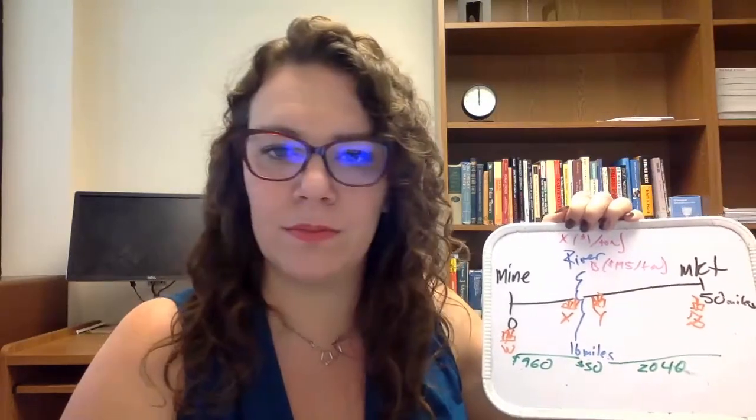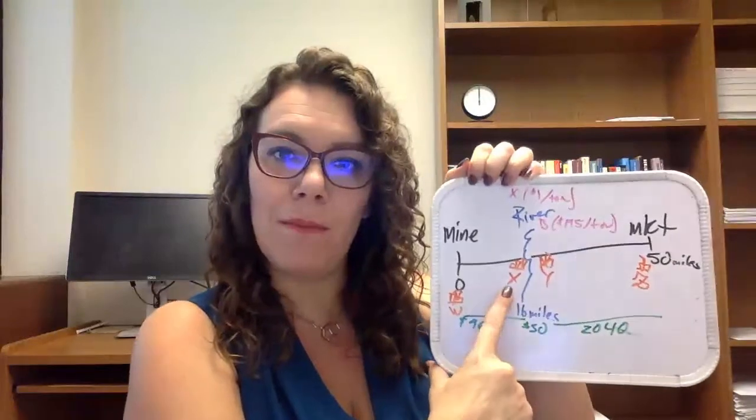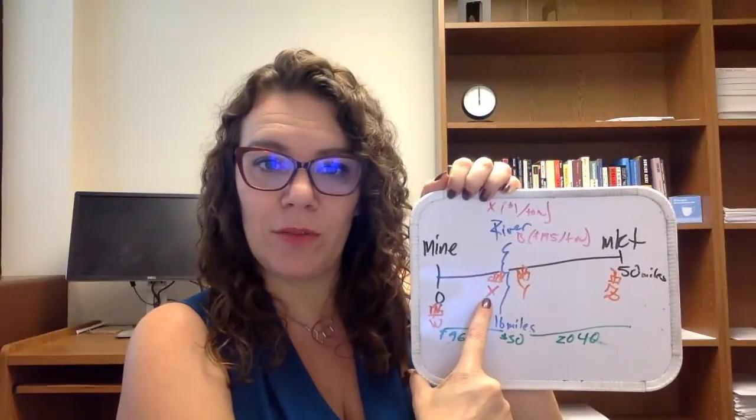Sound good? So that's our first choice. We could locate the firm at the mine, and it costs $3,030. What if instead we chose the next location? We chose here on the mine side of the river.